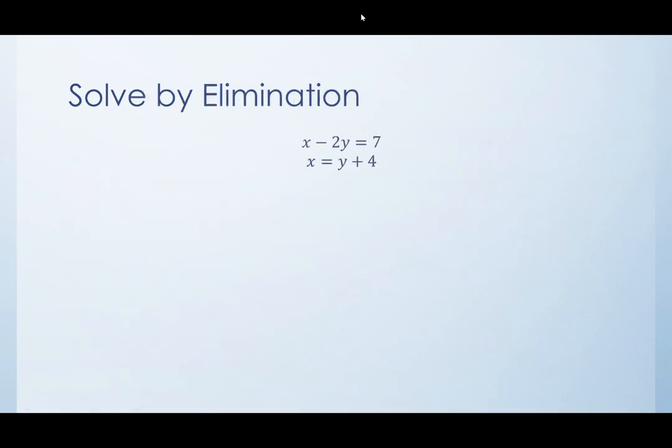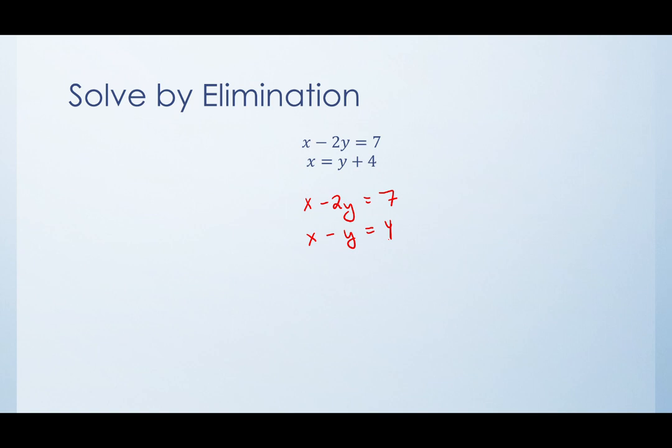Okay, so some more practice with elimination. Here we probably need to do some rearranging, right? Because we've got y's on both sides of the equal sign, one on the left side, one on the right side in the second equation. So we do want to rewrite our equation. So we've got x minus 2y equals 7 and x minus y equals 4, right?